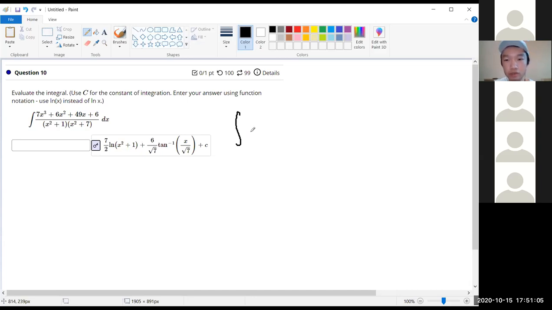So this is similar to the last one. You just factor the denominator. Well, they already factored it for you, so you can go straight into the decomposition. So you have x squared plus 1 as one fraction, and then x squared plus 7 as the other one. Because these are both quadratics, your numerators will be linear. So it's ax plus b, and then cx plus d.